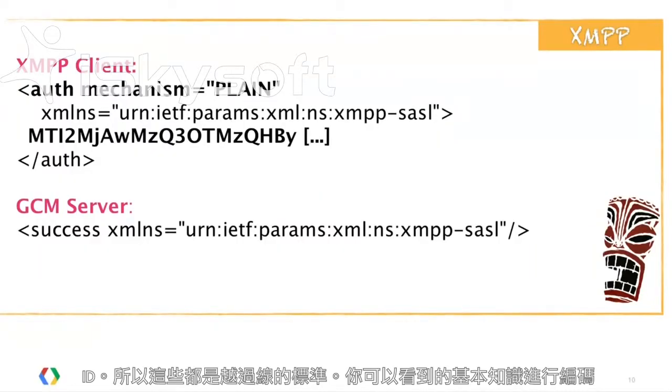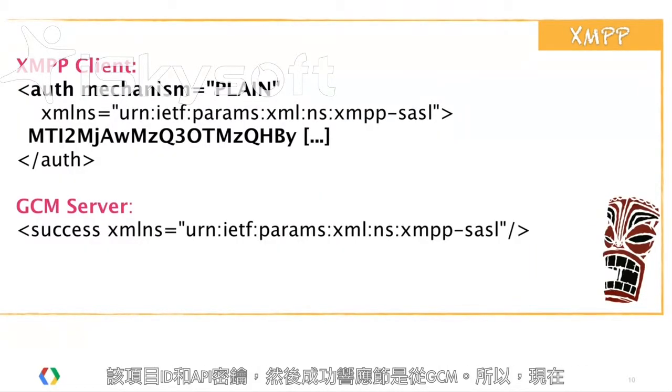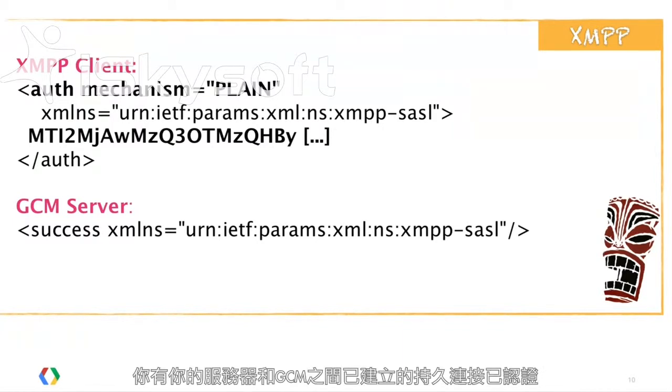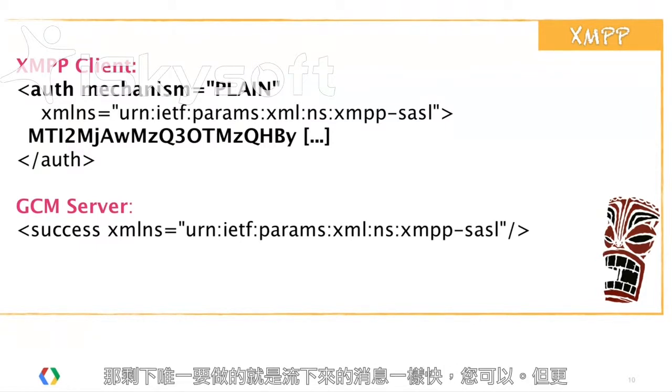So these are the standard stanzas that go over the wire. You can see the base64 encoding of the project ID and API key, and then the success response stanza from GCM. So now you have an established persistent connection between your server and GCM, which is authenticated, and the only thing that is left to do is stream down messages as fast as you can.